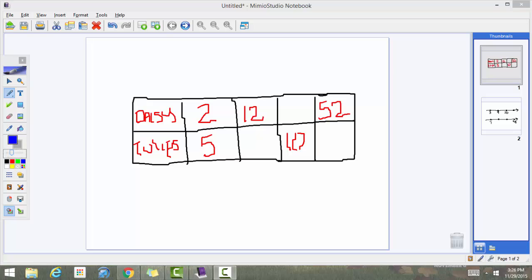So let's pretend that we're comparing daisies to tulips, and the ratio would be for every 2 daisies we will also have 5 tulips. So that's why those are located in the first 2 boxes. That has our initial ratio.